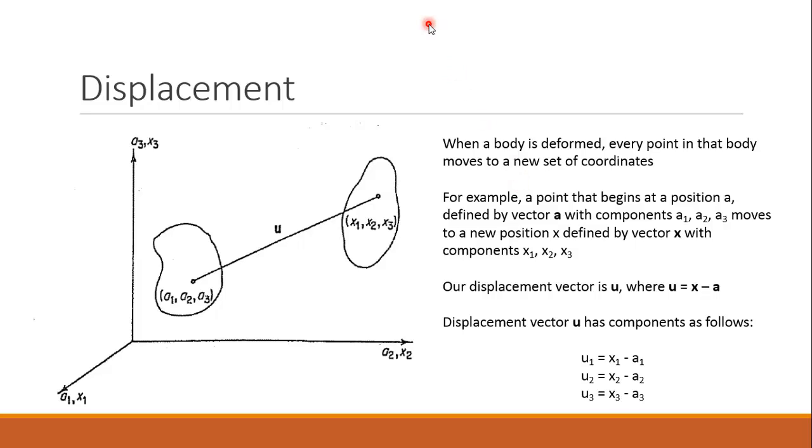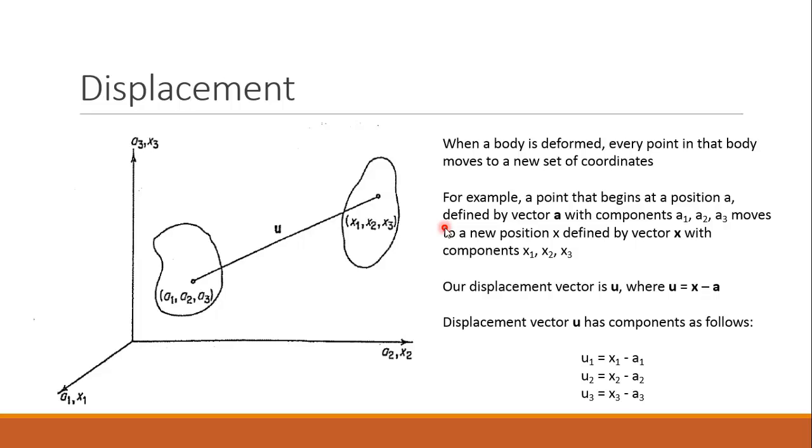Well, here's what we're going to do. We're going to say when a body is deformed, every point in that body moves to a new set of coordinates. You can think of this as a volume of fluid being moved from one position to another under the influence of stresses, or a solid material. So here we have a solid material, and this is its starting point. We've got a point here in that material. We're calling it A. It's defined by a vector A, drawn from the origin to this point with components A1, A2, and A3. Now this point moves to a new position, x, defined by vector x with components as measured from the origin, x1, x2, and x3. Okay, so far so good.